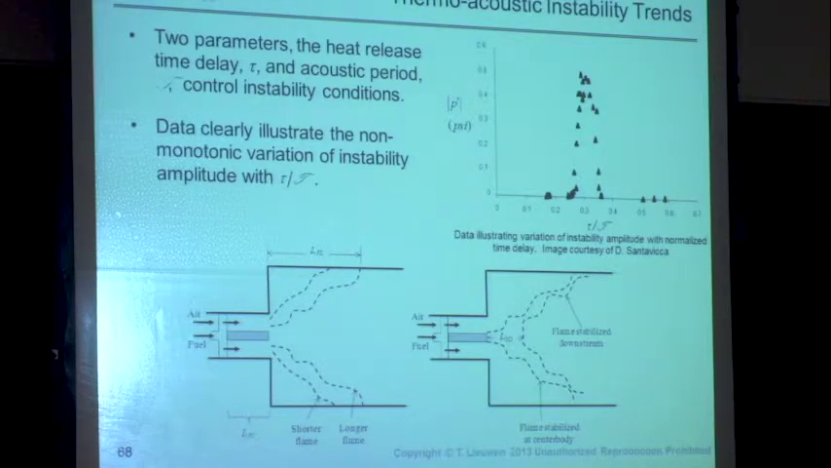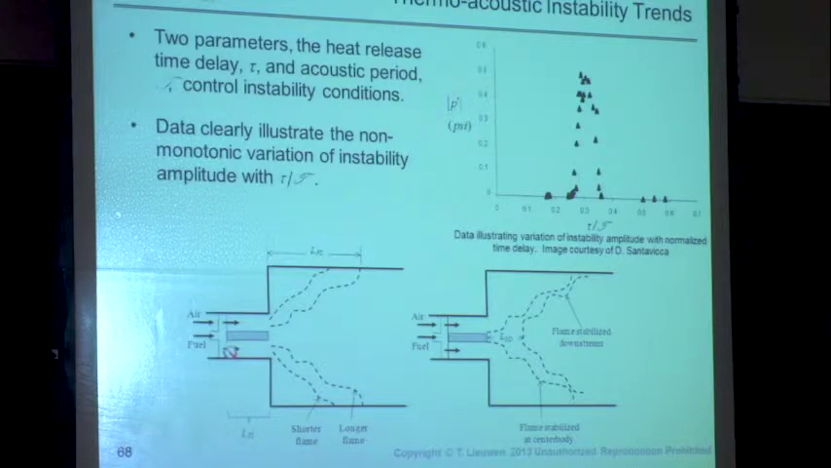For example, I gave you that discussion where I said that one mechanism of instability is oscillations of the acoustics in the mixer causing the fuel flow rate to oscillate, which gives you equivalence ratio oscillations. Equivalence ratio oscillations convect. So what's the time delay?